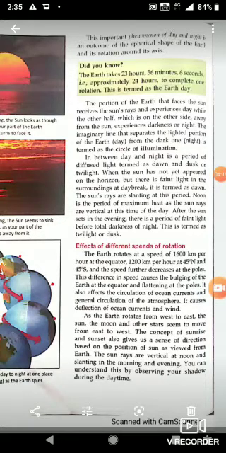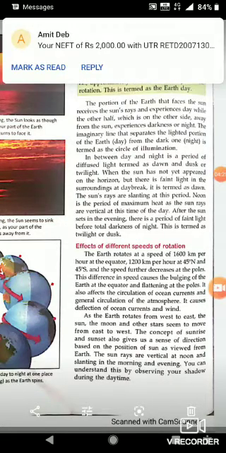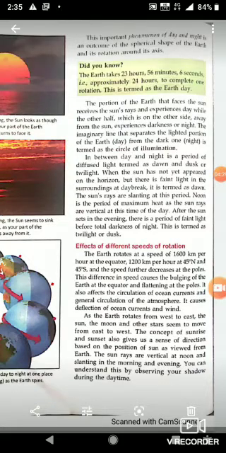In between day and night is a period of diffuse light termed dawn and dusk, or twilight. When the sun has not yet appeared on the horizon, but there is a faint light in the surroundings at daybreak, it is termed dawn. The sun's rays are slanting at this period.